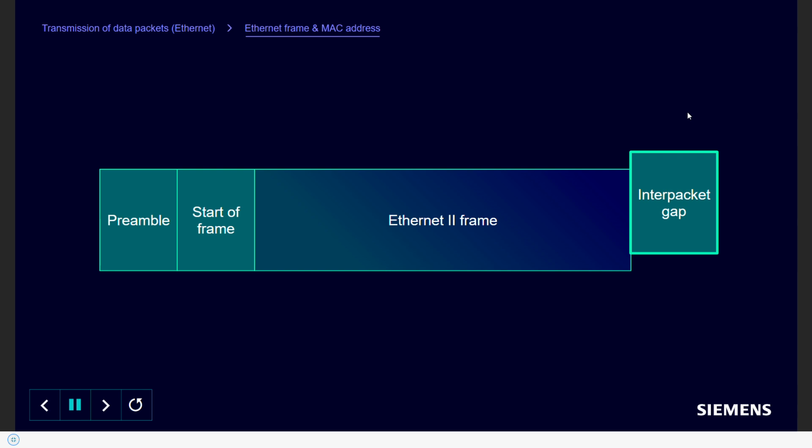A 9.6 microsecond pause occurs after the frame is sent. This pause is called the interpacket gap and represents the minimum time interval between 2 sent packets on the transmission medium. Now we know all the important aspects of the Ethernet frame.